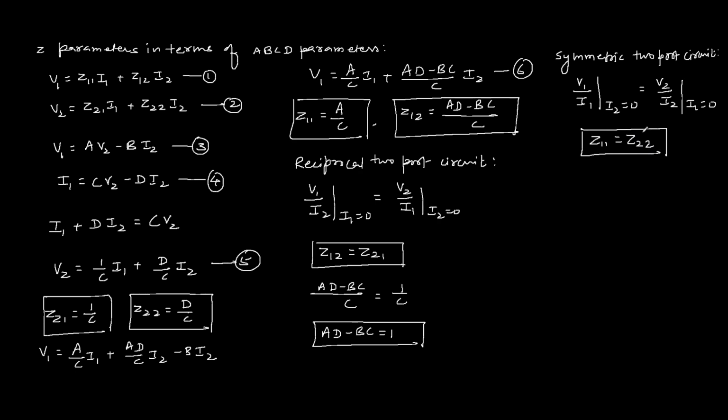Now we will replace Z parameters in terms of ABCD parameters. So Z11 is A over C and Z22 is D over C. So this will give A equal to D. So this is the condition for a symmetrical two-port circuit in terms of ABCD parameters.